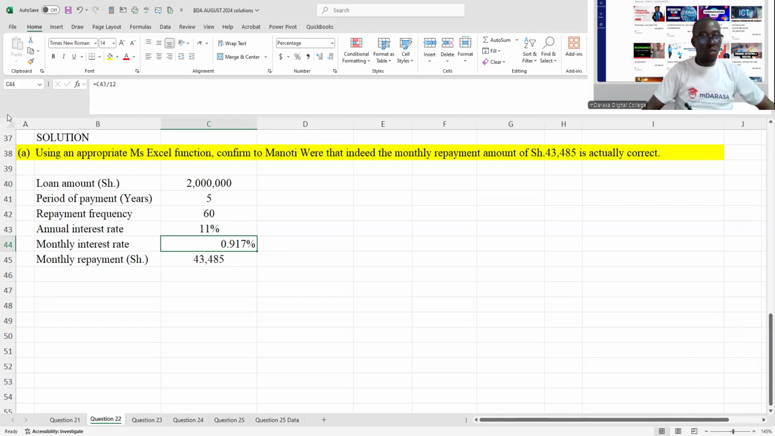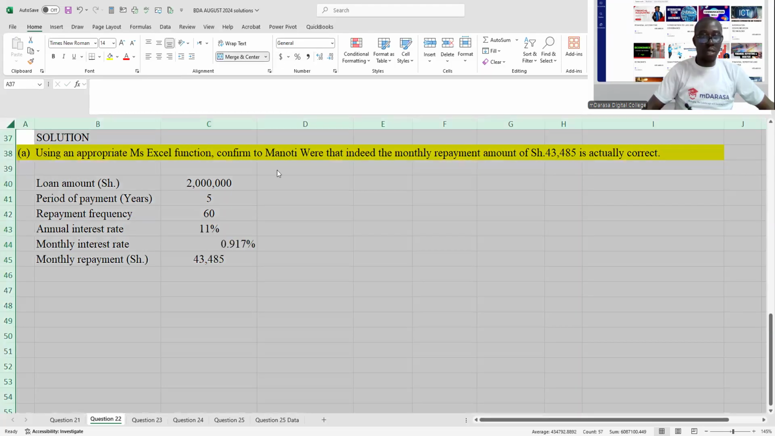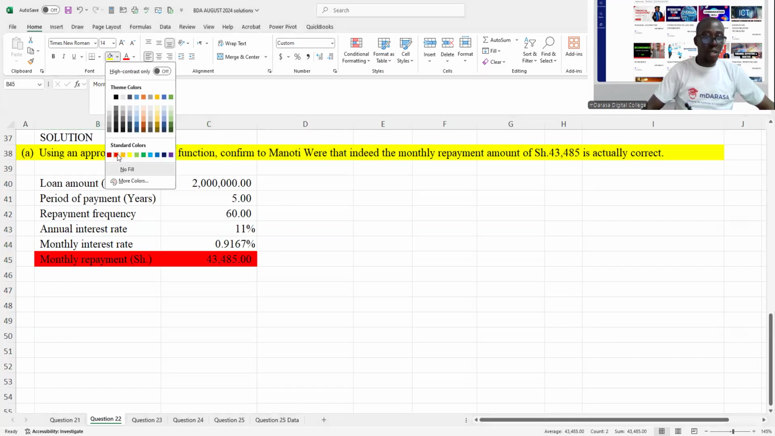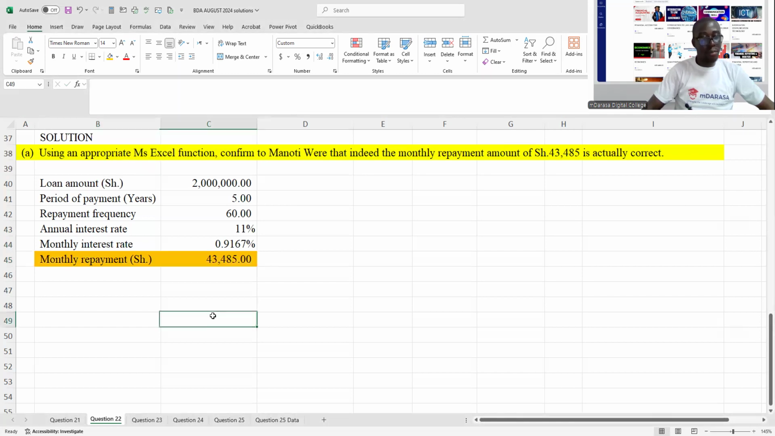So these are what we should be having. So noting this one, we need to confirm that whatever this person was given is actually the value as indicated there. So how will we confirm that?